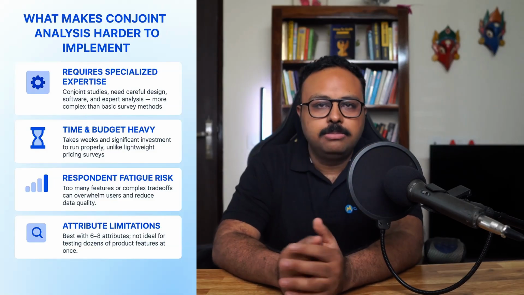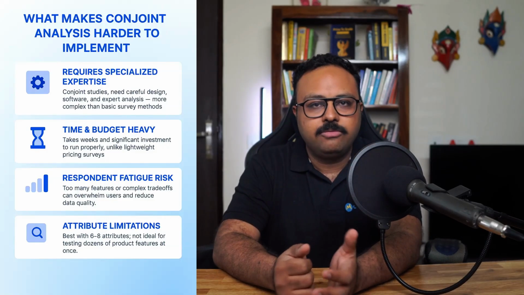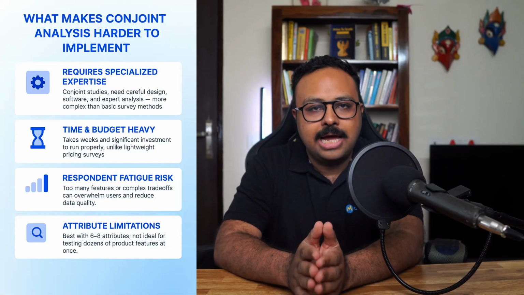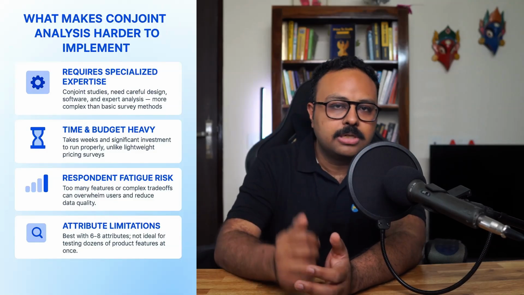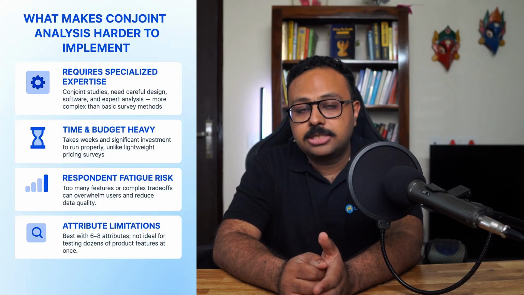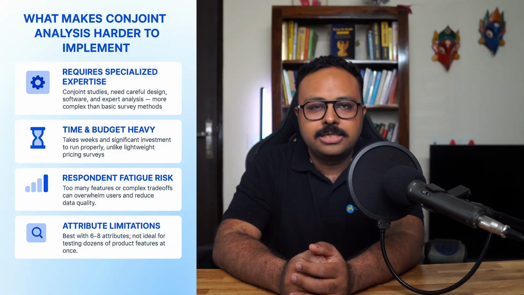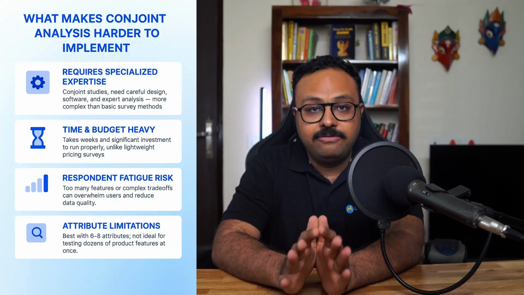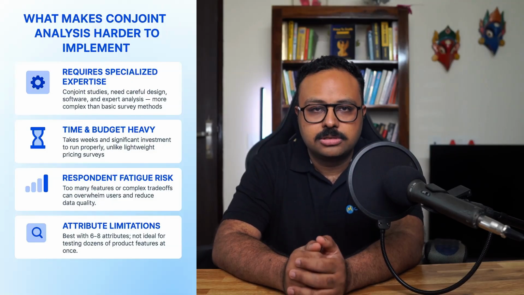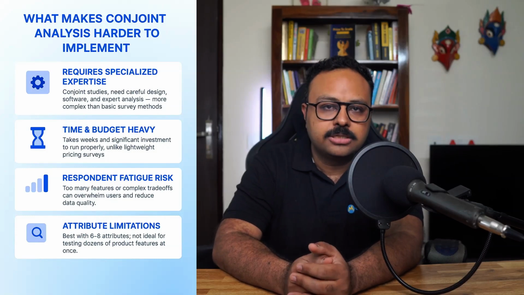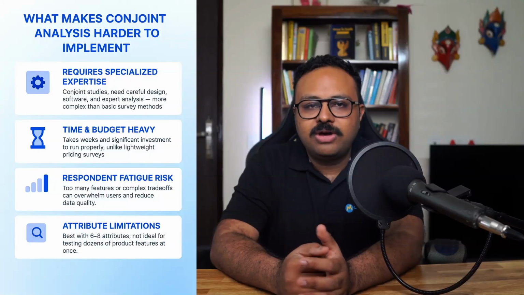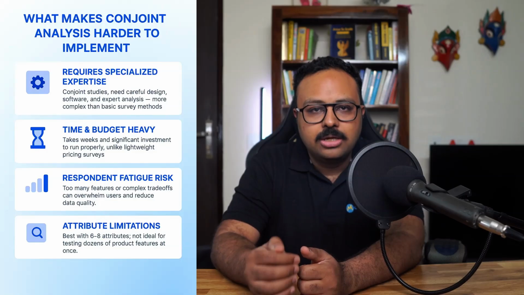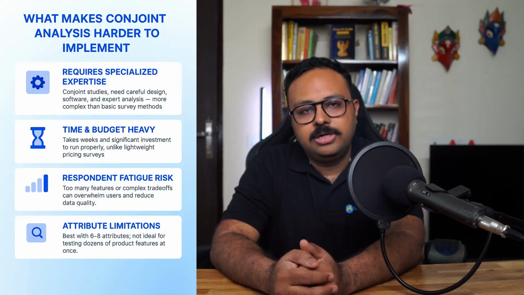Conjoint analysis is definitely more complex to execute than simpler methods like Westendorp or direct surveys. It requires specialized software, careful design, and expertise in analysis and interpretation. The method also requires a significant investment in terms of time, expertise, and budget. While simpler pricing research can be done quickly and cheaply, a proper conjoint study typically takes several weeks and requires specialized resources. There are obviously respondent limitations too. The conjoint analysis can become overwhelming if you include too many attributes or complex concepts. This can lead to respondent fatigue and less reliable data if not carefully designed.